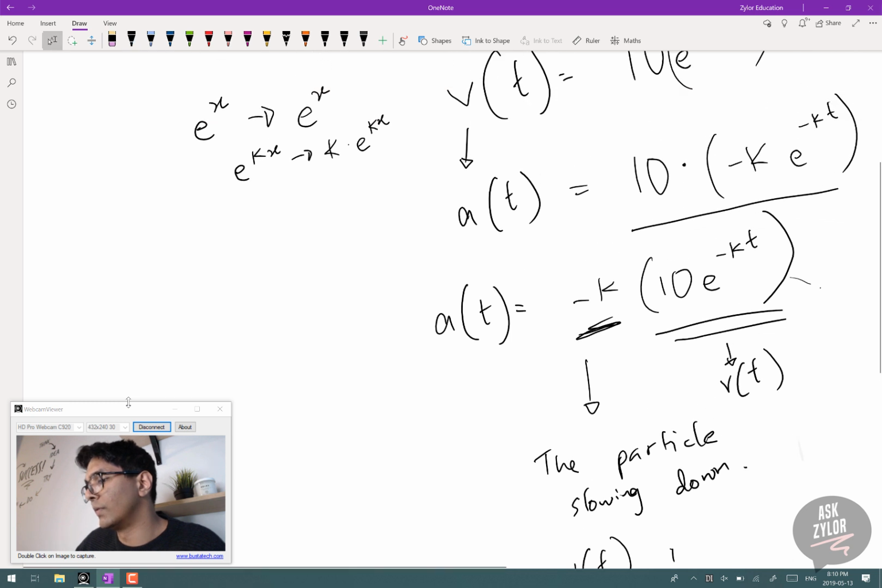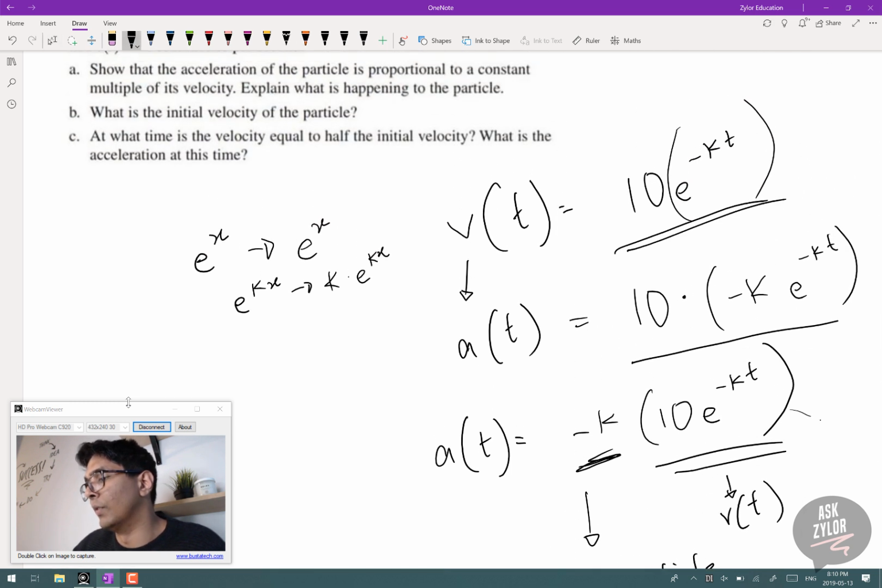Okay. Why is v of t positive? We just need to look at the velocity function. It's a positive 10, so it's positive, but it is decreasing. Right.